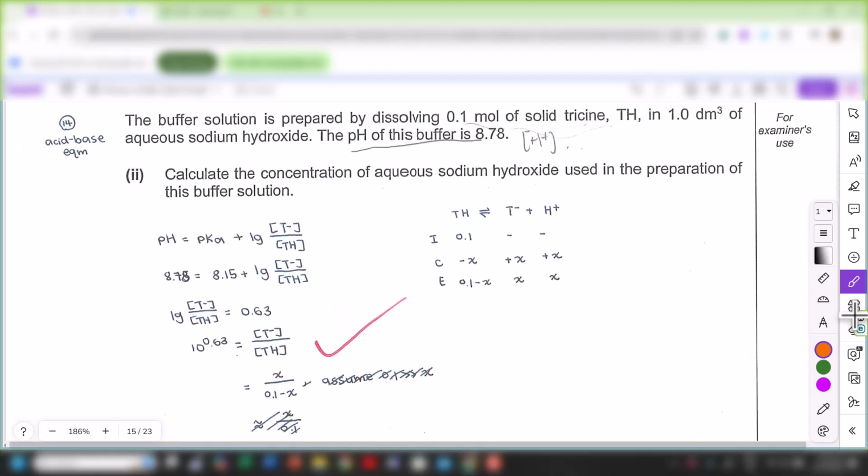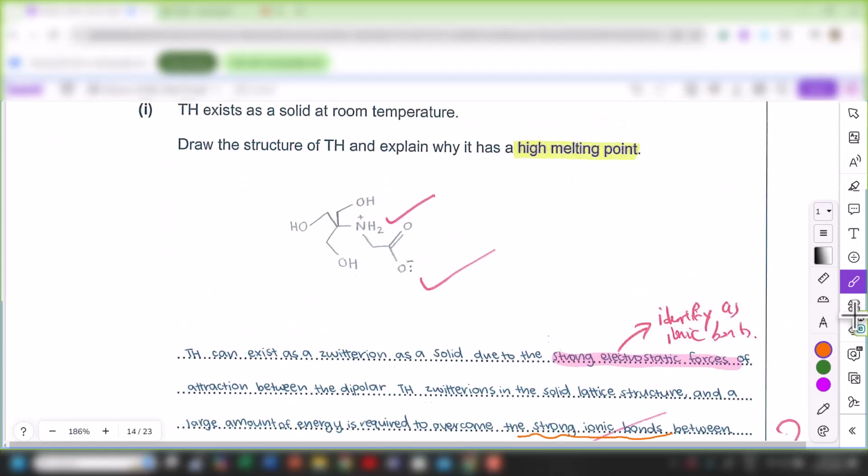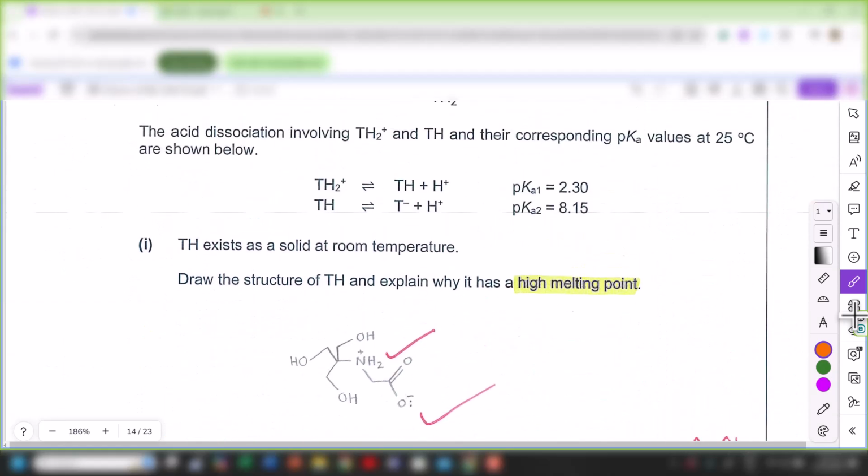Again, the preference is up to the student. I mentioned in the tutorial before, if you like to use the Henderson-Hasselbalch equation like this, you can use it. No problem. But if you don't really like to use it, it is also fine. Why is it fine? Because number one, you are given the pKa, which is 8.15. You're given the pKa, right?